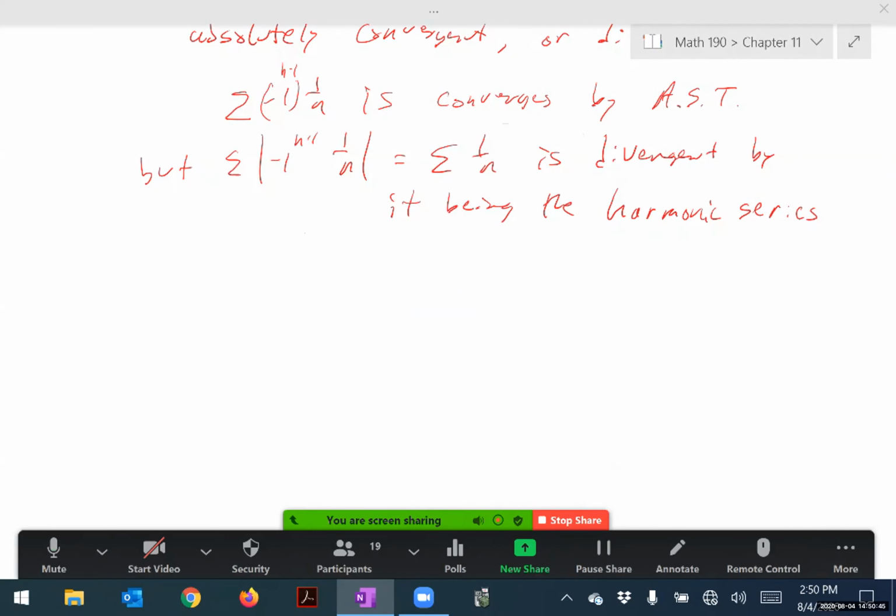So it is convergent, but is it absolutely convergent? No, because the absolute value series diverges. So we can only say that the sum of (-1) to the n minus 1 over n is convergent. It is not absolutely convergent.